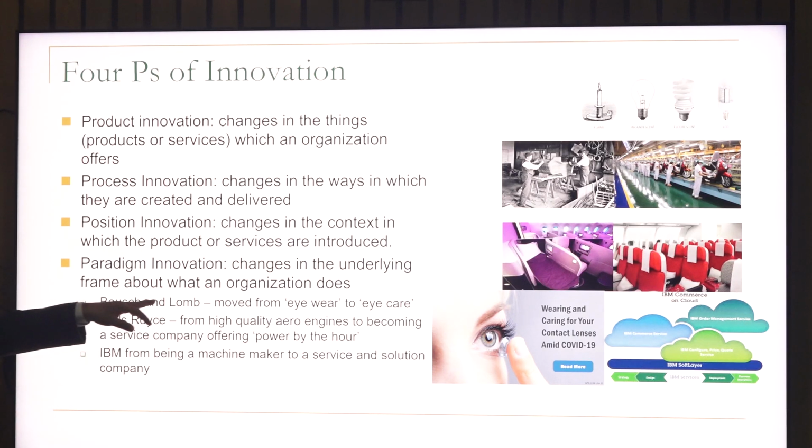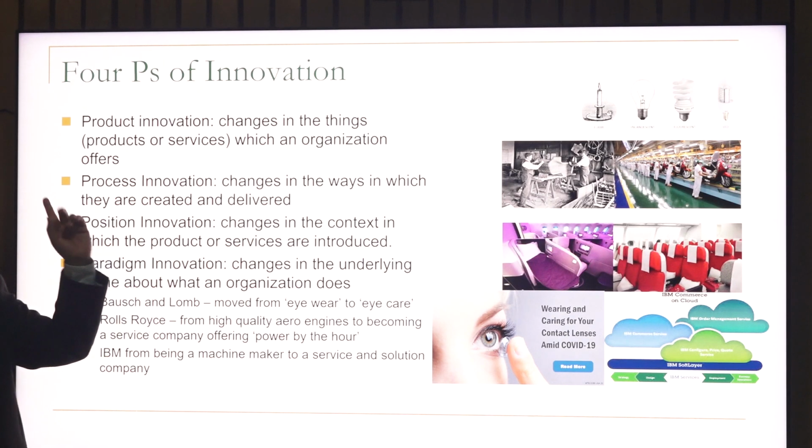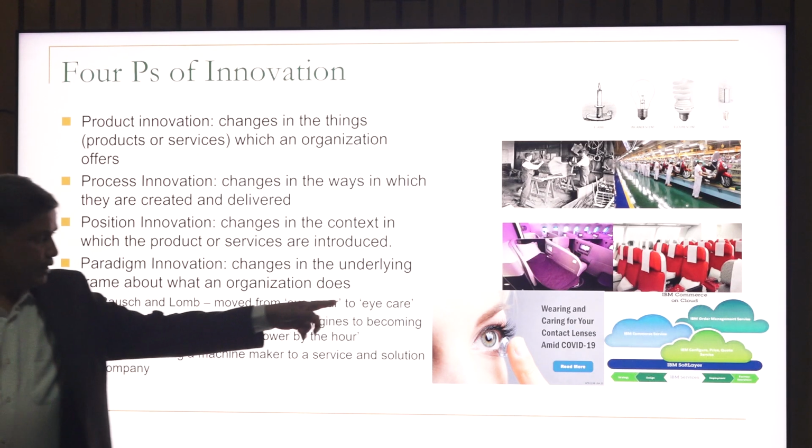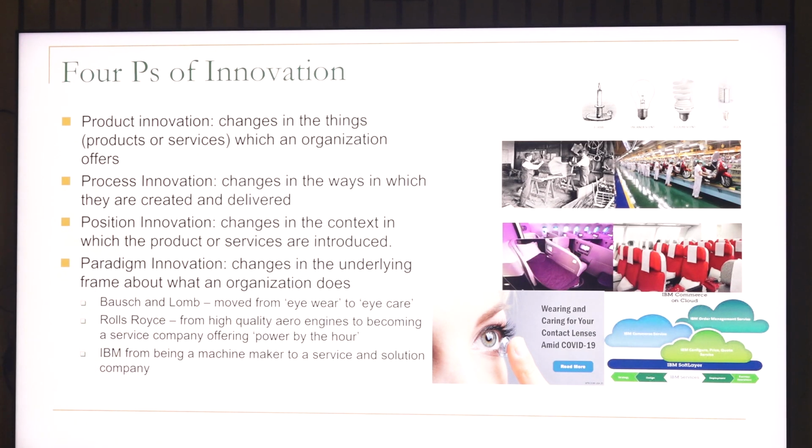So Bosch and Lomb, they were in Ray-Ban glasses. Who makes Ray-Ban glasses? So they have moved from making glasses to providing a technological solution for the eye in terms of contact lenses. Then Rolls-Royce, we have discussed Rolls-Royce, from engine to, they became a service company.